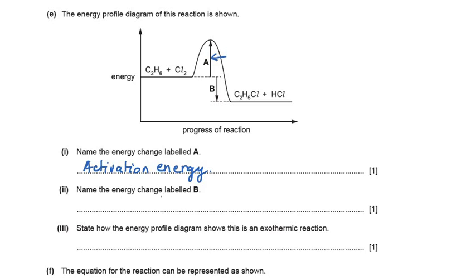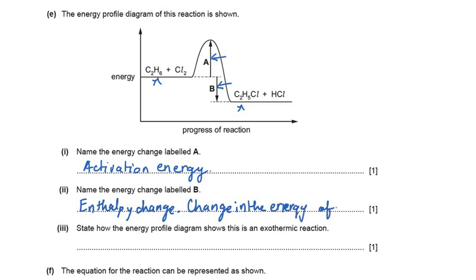Next it says name the energy change labeled B. Now this is the energy difference between the reactants and products, and we call it an enthalpy change, or we can also call it the energy change of the reaction. You can use the word enthalpy change or change in the energy of a reaction. Anything is allowed here, because B is actually denoted by delta H.